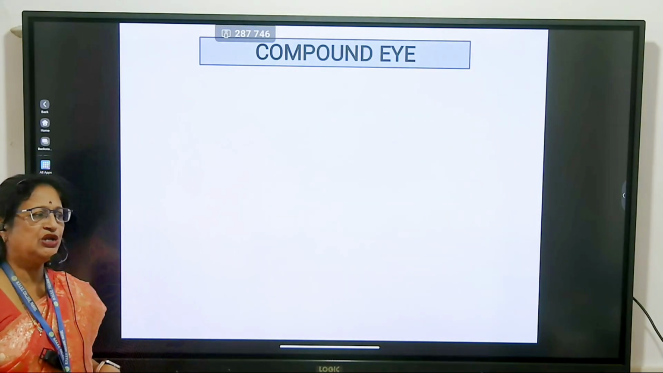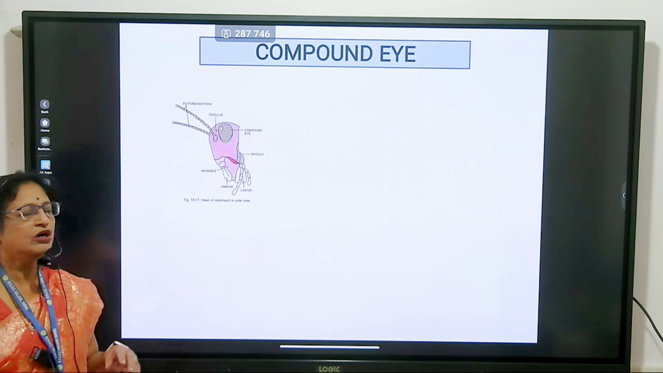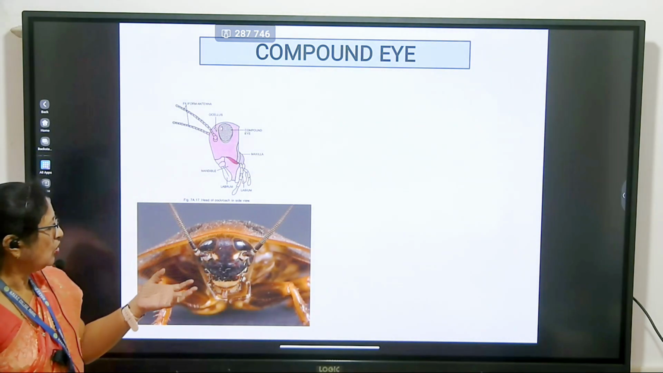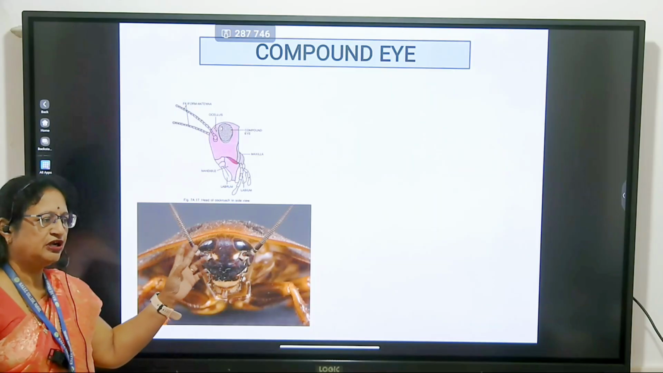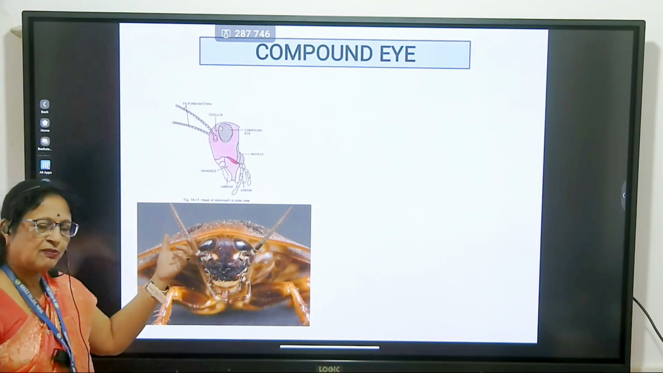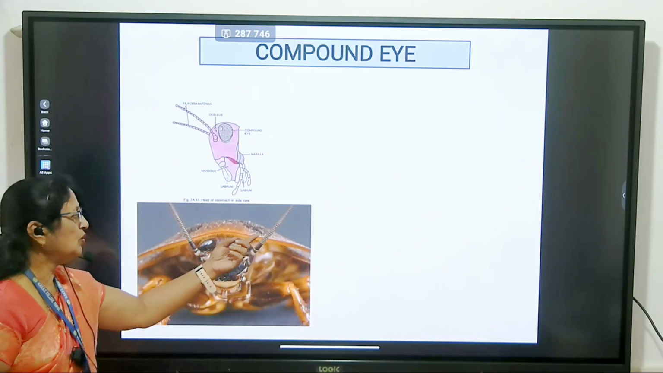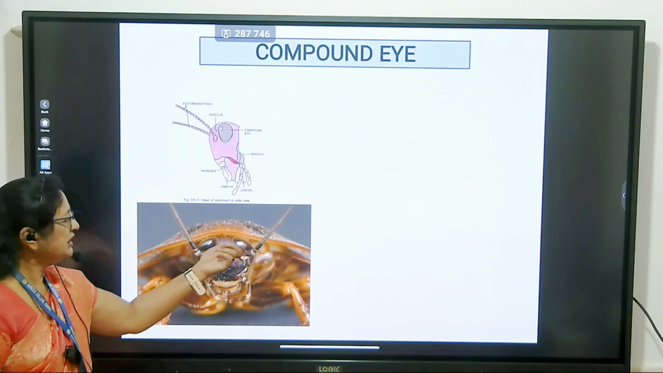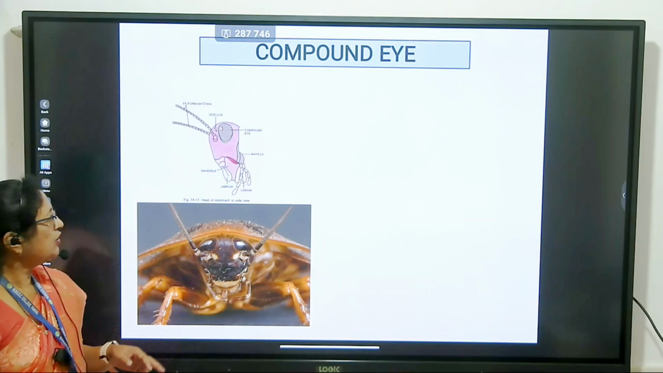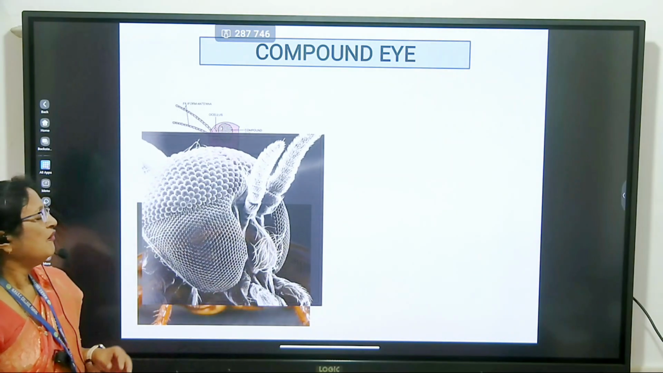Then in the head region there are two compound eyes. See, here in the cockroach there are two dark colored spots which are present just below the antenna. These parts are called compound eyes. So there are two compound eyes.